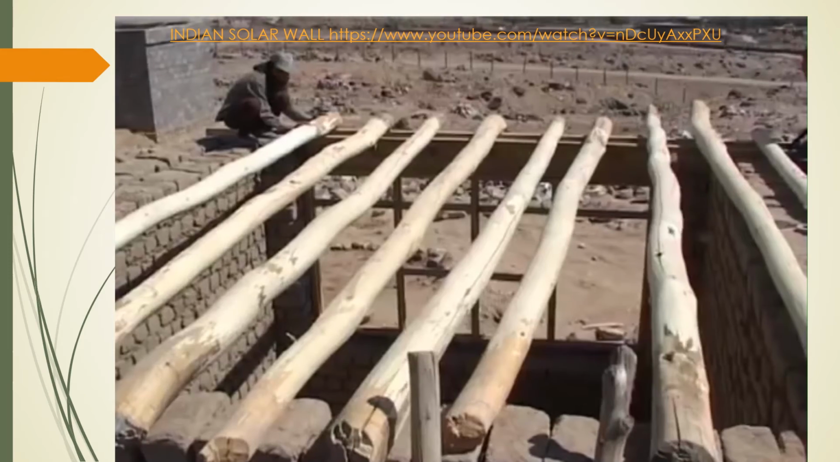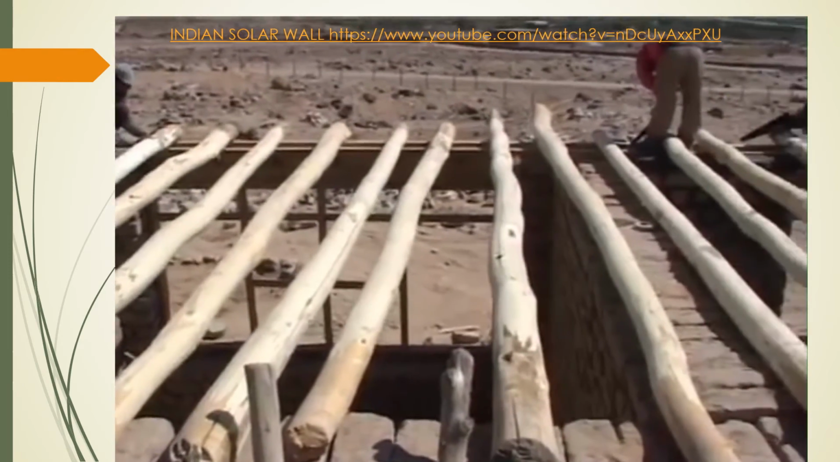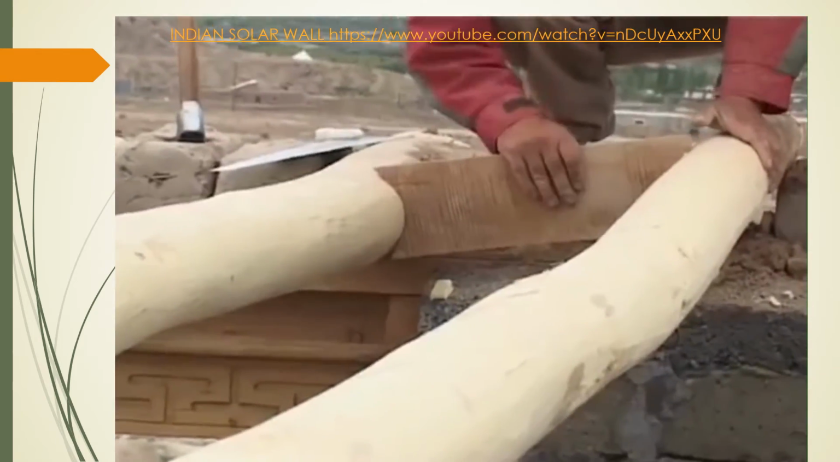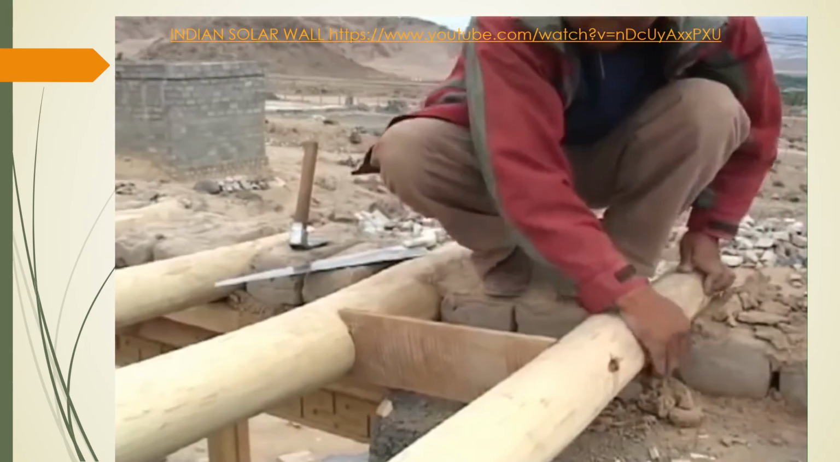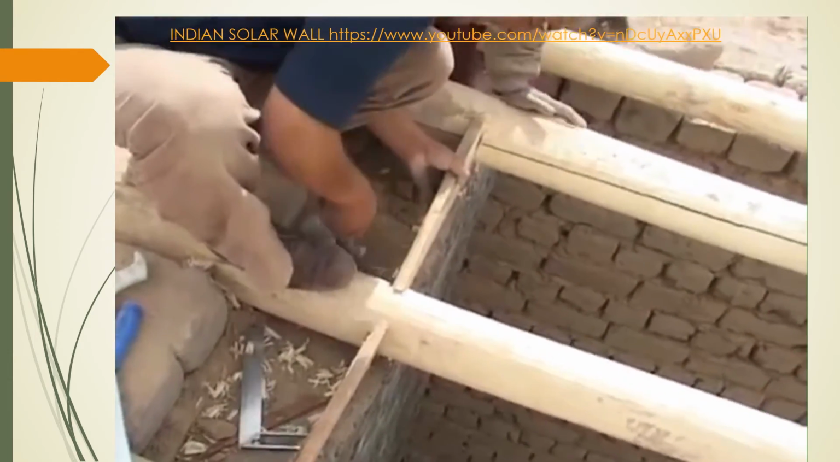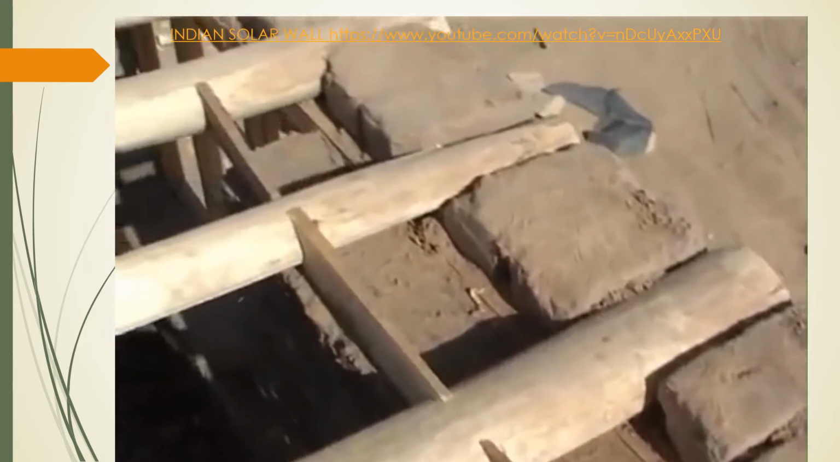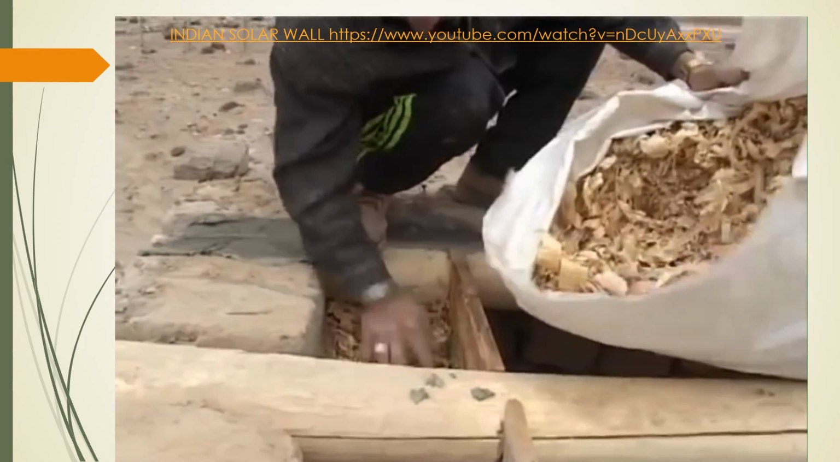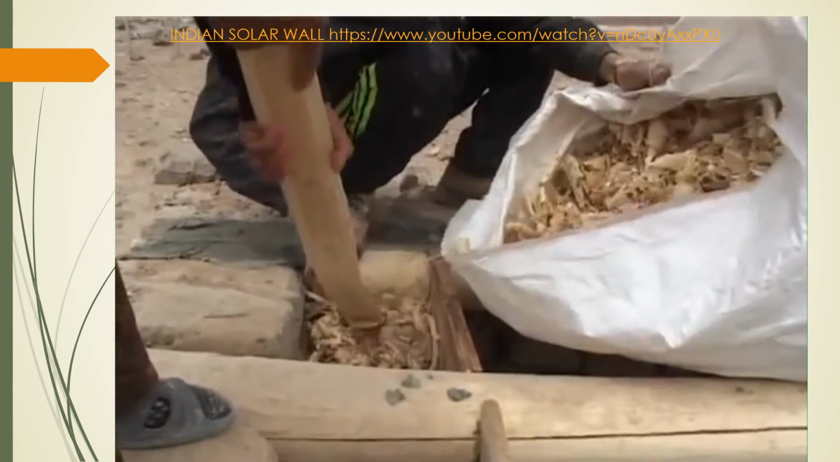Step 8. Place the beams on top of the wall. Make sure the window frame and the solar wall have the same height so that the weight of the beams is distributed equally. Fix a wooden plank between the beams to cover the gap created by the beams on top of the solar wall. Fill the gap with wood shavings to avoid heat losses to the roof.